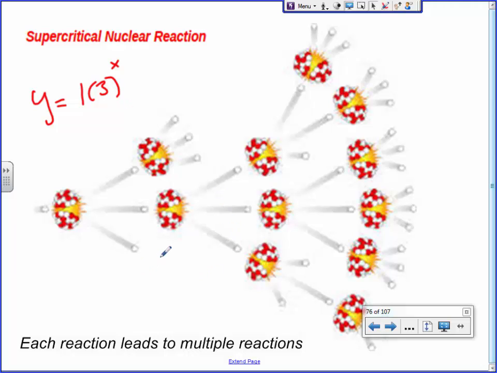This picture doesn't show it right here, but if there was another nucleus here, you'd have 1, 2, 3, 4, 5, 6, 7, 8, 9. Well, then the next one would have 27, and then 81. And you can see how this is going to multiply fairly quickly. This is actually what becomes a huge problem if you're trying to harness nuclear energy.